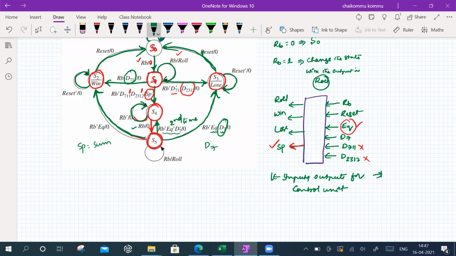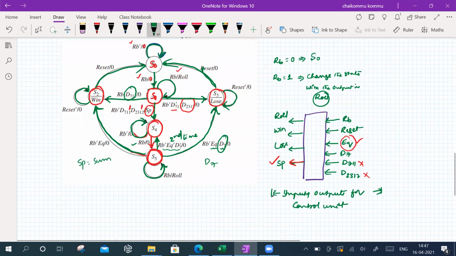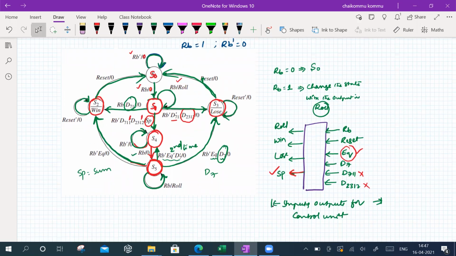Okay. So if the roll button is there at this point, you can say it remains in the same state, and we can start the things at this point also. This is the state diagram for the dice game control unit. Clear? So this information I have taken from the control unit's input and output information.